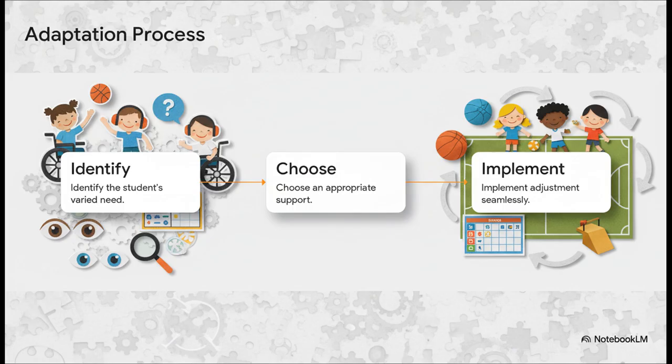And listen, this isn't a one-and-done thing you do at the start of the semester. This is a dynamic, continuous cycle. Effective physical education teachers run this exact 3-step process through their heads dozens of times in a single class period to make sure everyone has equitable access.